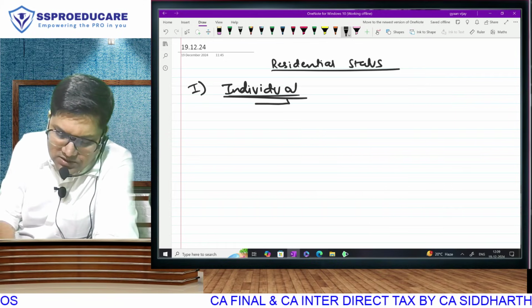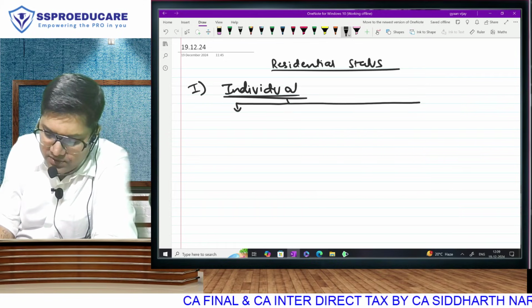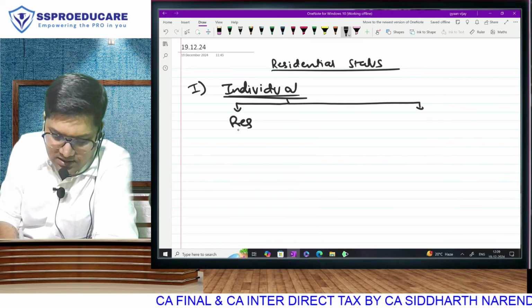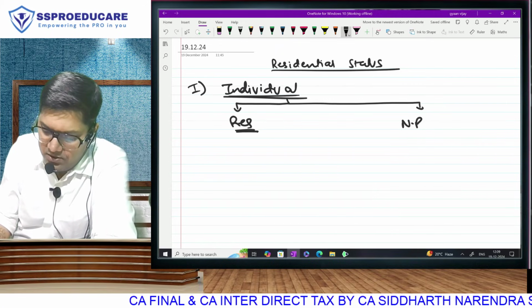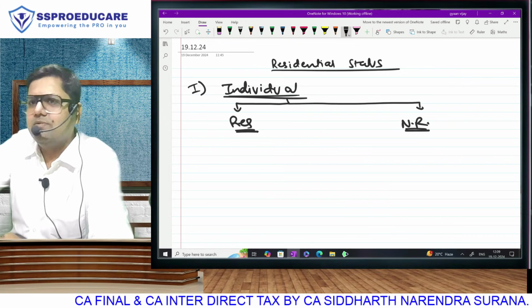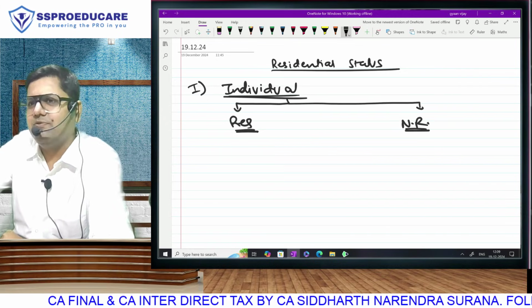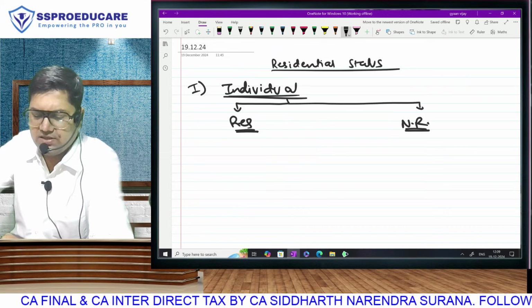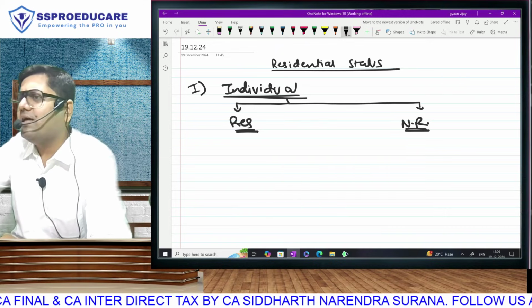Individual in income tax law is divided into 2 categories, like every assessee: resident and non-resident. We use NR as short form for non-resident throughout the syllabus. For convenience purposes in the exam, preferably you should write the full form, obviously. Resident and non-resident. Why are we doing this division?